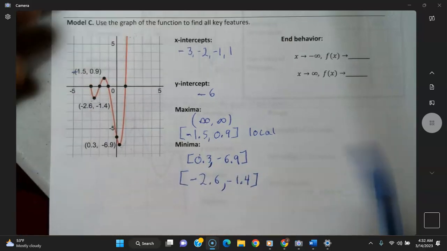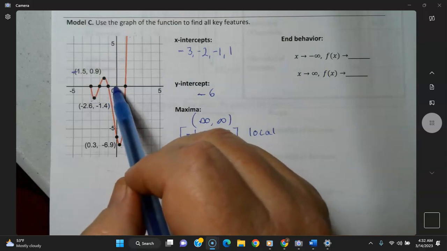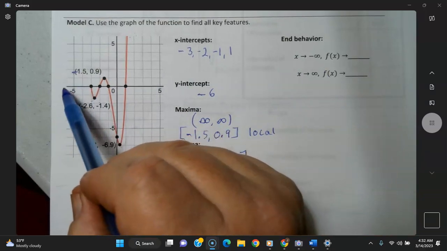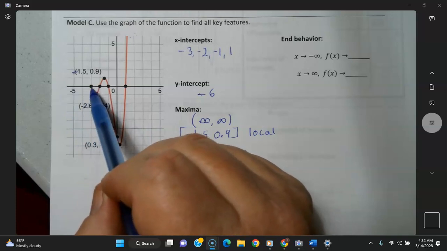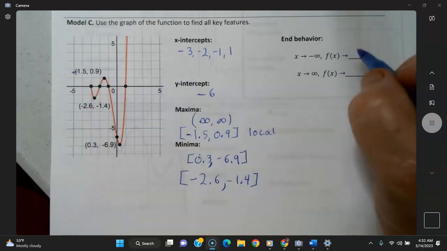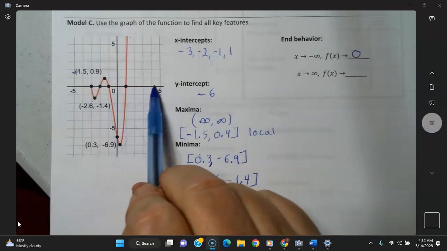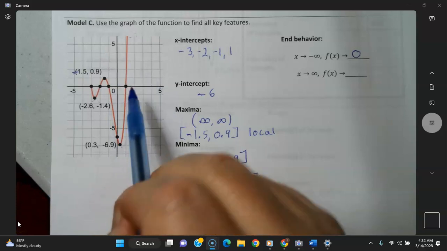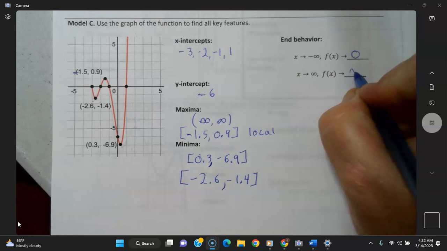All right, now as x approaches negative infinity, so as you go from here on forever, f of x approaches 0. That's the furthest point to the left on the graph, so that's going to be 0. And as x approaches infinity, going to the right, then f of x, that is the y value, is going to approach infinity.